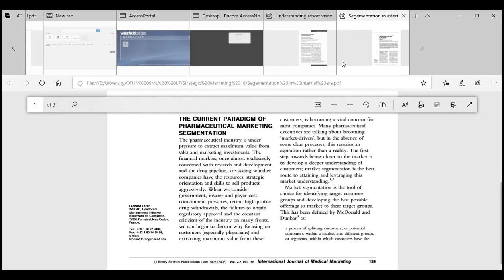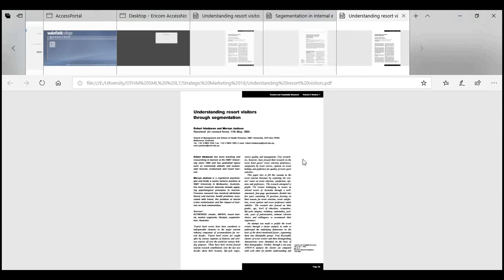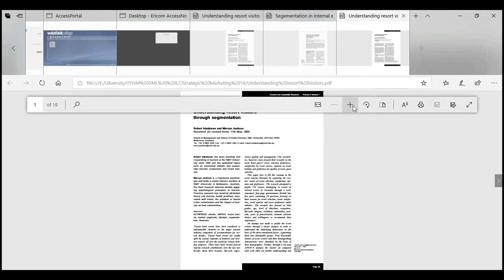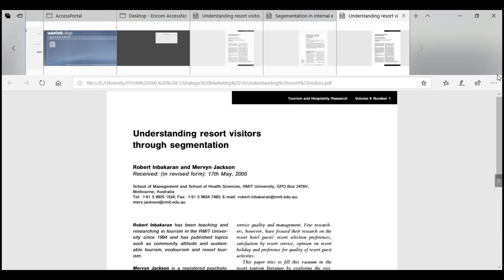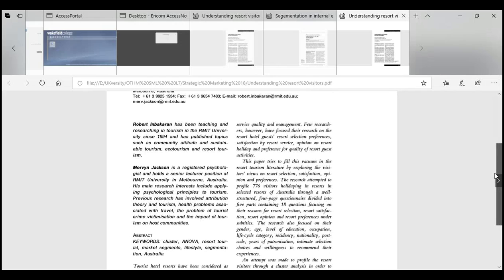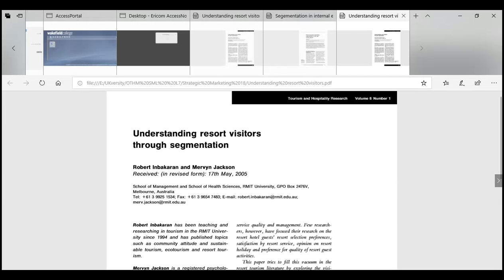Another one is quite good, especially for the hospitality industry. If you are in a hospitality business, how can we segment the market, and what is meant by customer segmentation? ANOVA, analysis of variance, is a technique we use to segment. These three journal articles are quite good to read to develop further understanding.